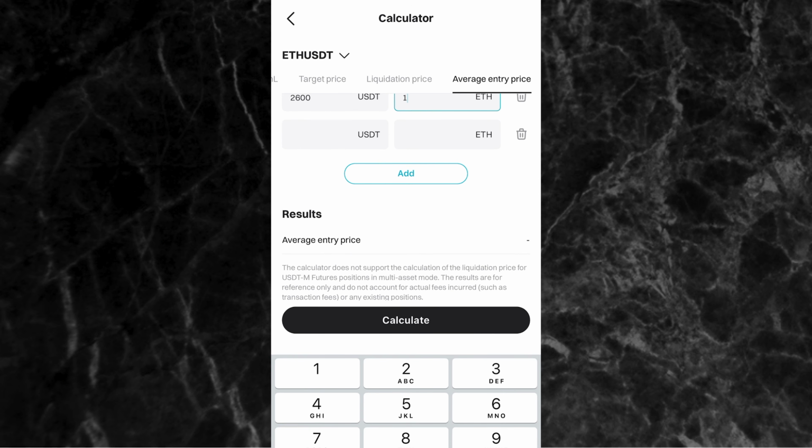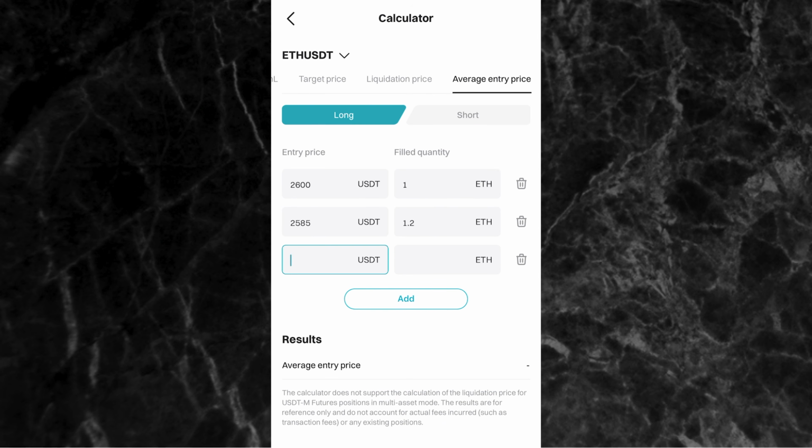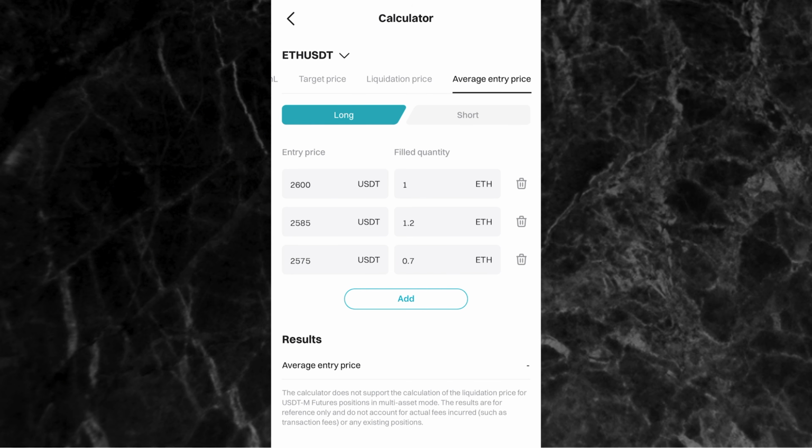enter the second trade. So let's say for the second trade, you entered at 2,585 and then you traded, let's say 1.2 ETH, and then you click on add again. Let's say you entered another trade, and then you entered at 2,575, and then for this one, let's say you traded 0.7 ETH. So let's say you took just 3 trades. If you have more than 3 trades, you can enter them. If it's just 2, you can enter them right there.